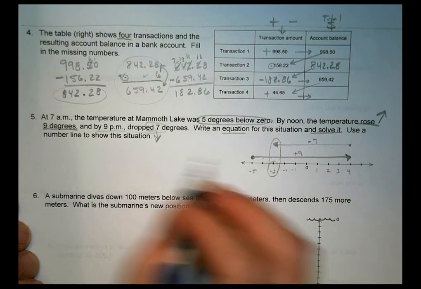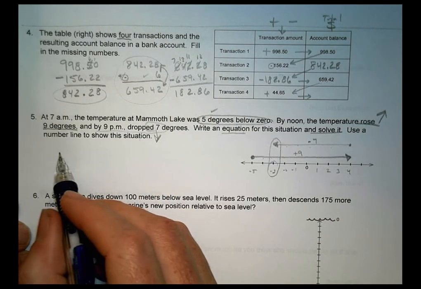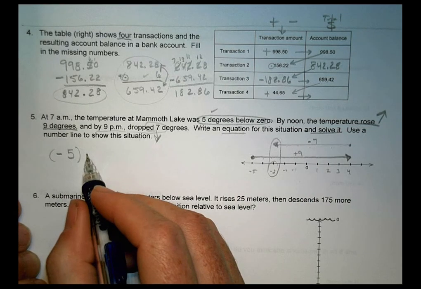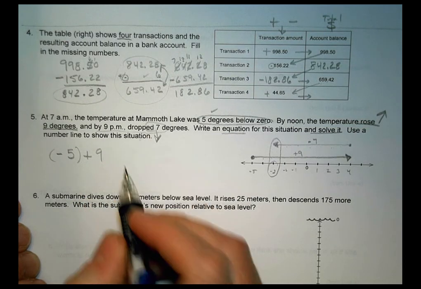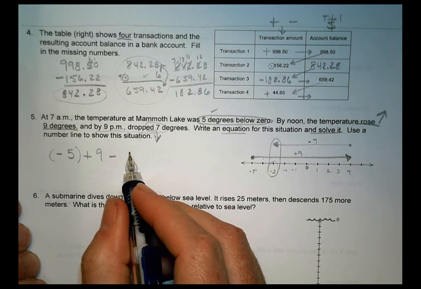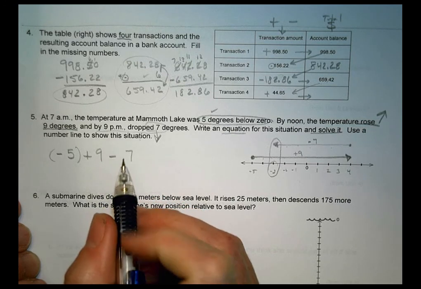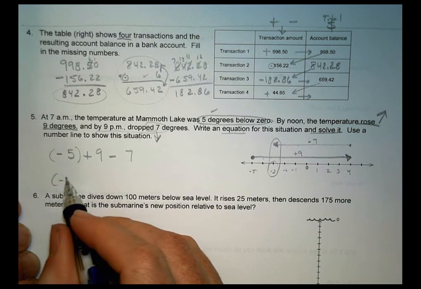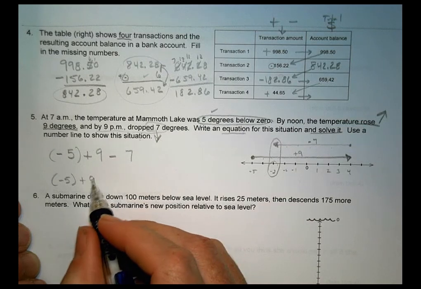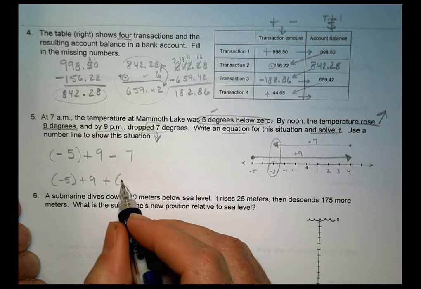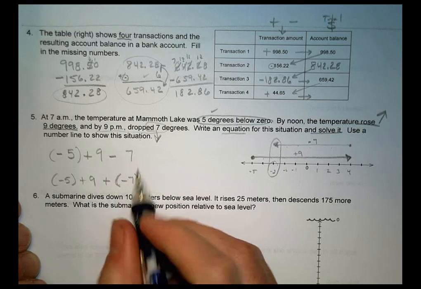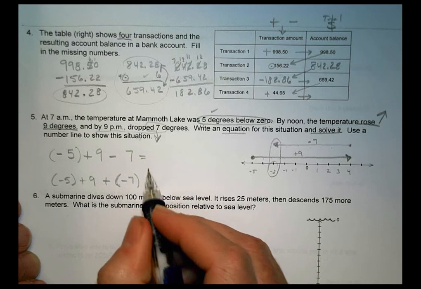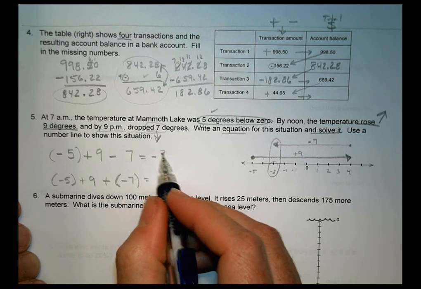So what have we done? We said our starting point was 5 degrees below 0. So we did -5. And then the temperature rose 9 degrees, so an increase of 9. And then it dropped, so it decreased by 7 degrees. We could say that it dropped 7 degrees. We could write it as -7. It would also be okay to write it as our next thing that happened is we added a -7. That would be okay as well because we're showing this is a decrease with a -7, but this is exactly the same thing. So when we solve that, we end up being at a -3.